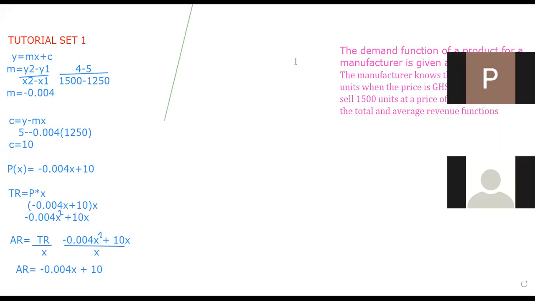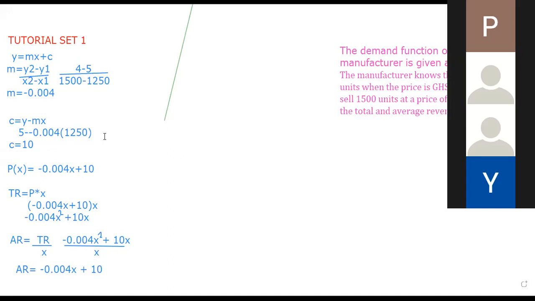Sir, please, we are getting back the price function. Yes. So you see that the average revenue is the same as the price function. You learned that under microeconomics, isn't it? Under market structures. Price is equal to average revenue. So the same thing you have here. Okay, so we are done with this particular question.